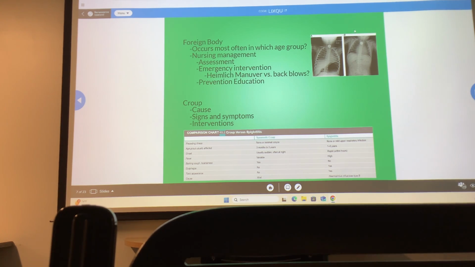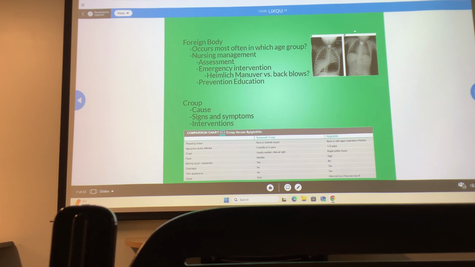All right. So we've worked from nasal down to the throat, and now we're going to talk about foreign body. Okay, so foreign body occurs most often in which age group? Toddler. Our infants to toddlers. So our infants who are mobile and moving around and exploring their environment, and toddlers.